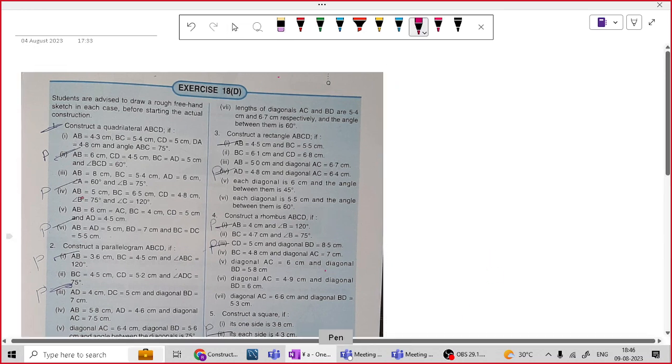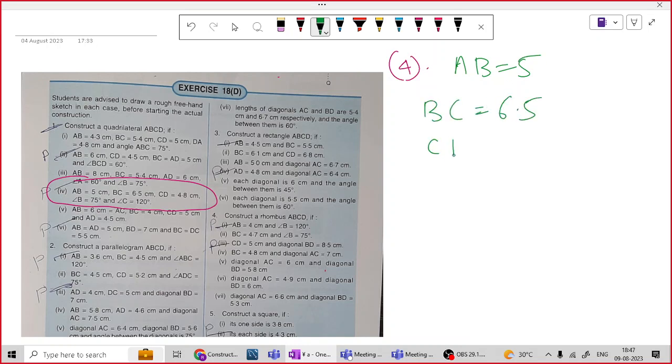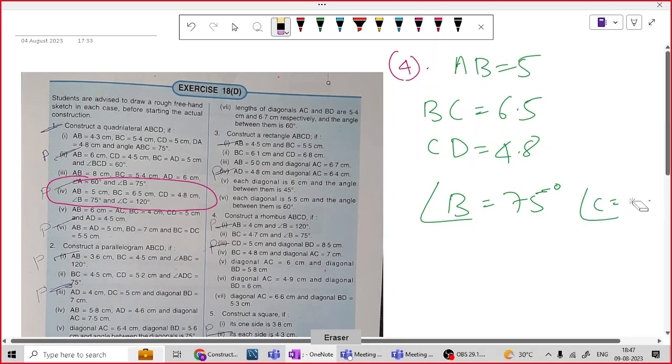Okay, so first question, second is done. Which is the next one? Mariana, read out the next question, fourth one. AB is equal to 5 centimeter, BC is equal to 6.5 centimeter, CD is equal to 4.8 centimeter, angle B is 75 degrees and angle C is 120 degrees. Okay, shall we construct this? Fourth question.